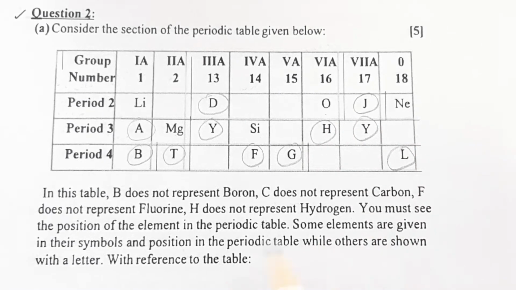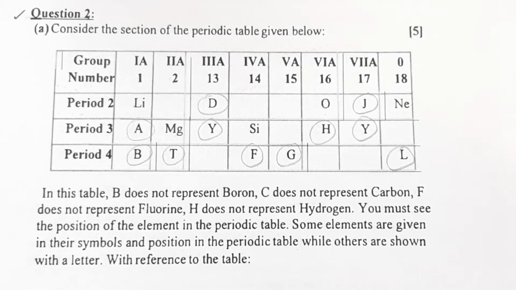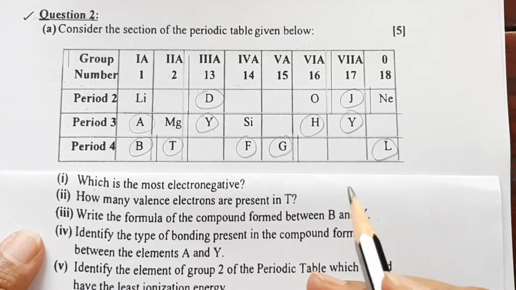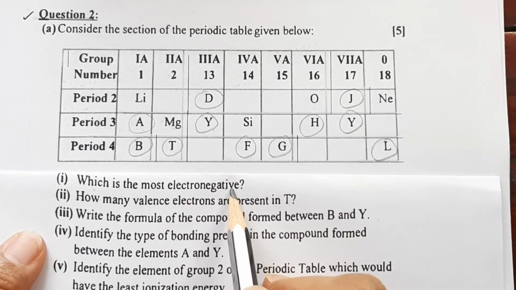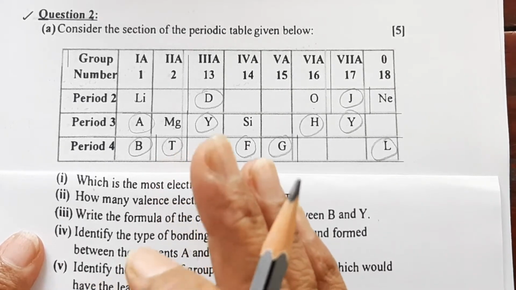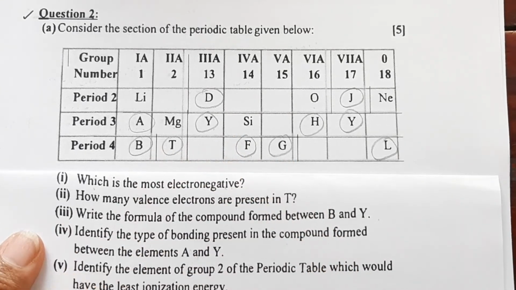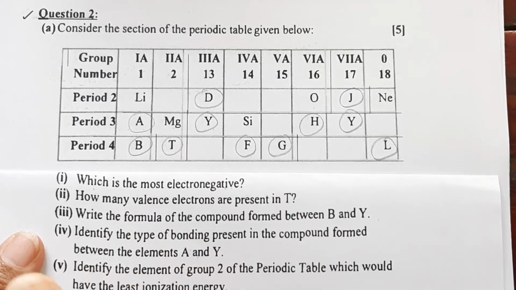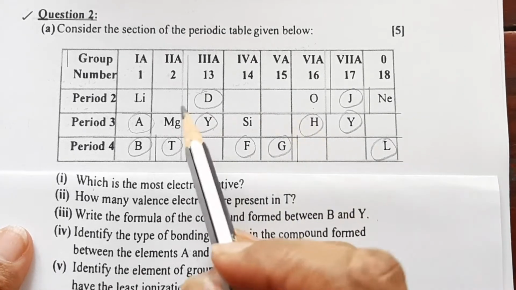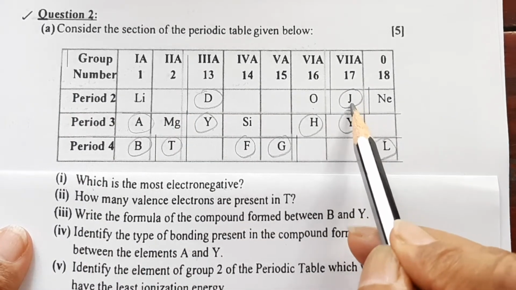Now what are they saying? Some elements are given by their symbols and positions in the periodic table, while others are shown with a letter with reference to the table. Let us see what they have to say. Which is the most electronegative element? Now, for the most electronegative element in the periodic table, you must know the full list, which has the maximum atomic size, maximum ionization potential, electron affinity, electronegativity, non-metallic character, metallic character. You should know that list by heart. So, the most electronegative is fluorine. Now, where is fluorine? Fluorine is in period 2, group 7A. So for fluorine, we can't write fluorine, we have to write J.